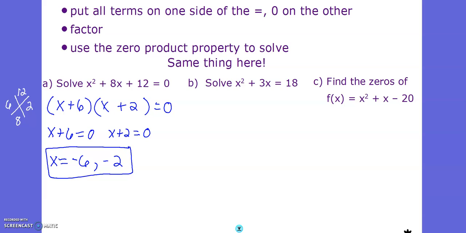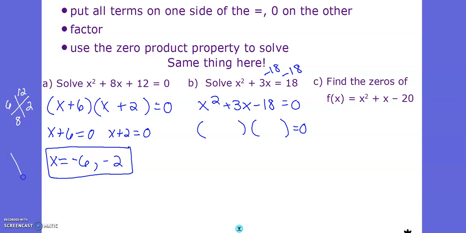Taking a look at example B here, my equation is not solved for 0. So that means I'm just going to subtract 18 on both sides. I'll rewrite my problem as x squared plus 3x minus 18 equals 0. I'll go ahead and start building my parentheses. And maybe over on the side here, I'll do a little X box. I'll put negative 18 in the top and 3 in the bottom. I need two numbers that multiply to negative 18 but add up to 3.